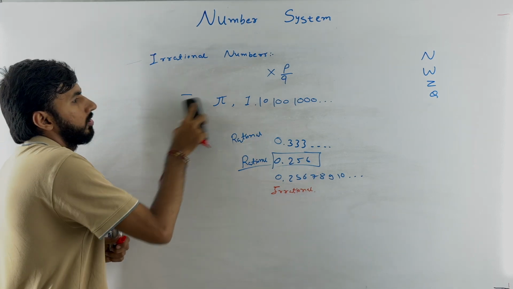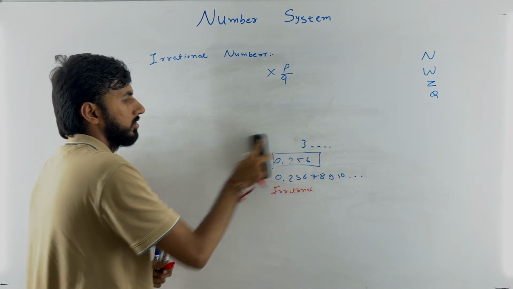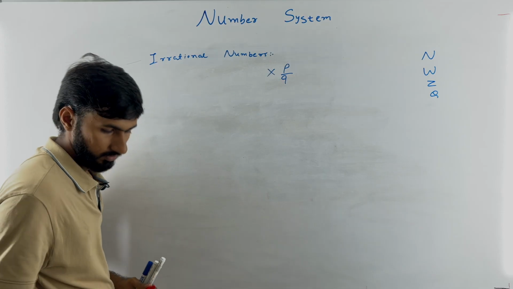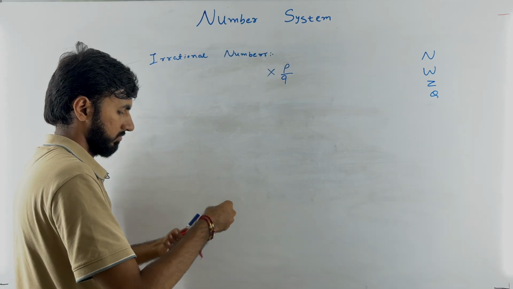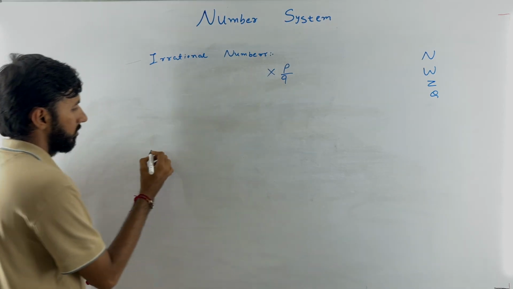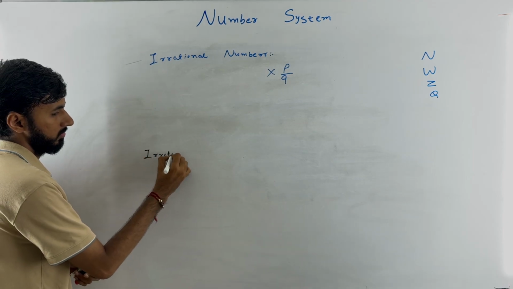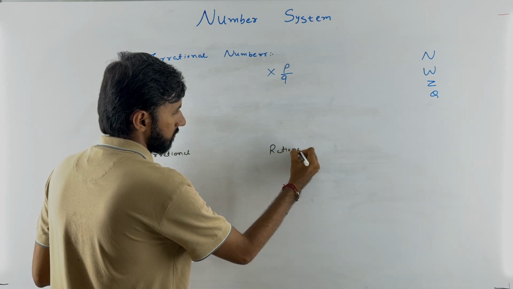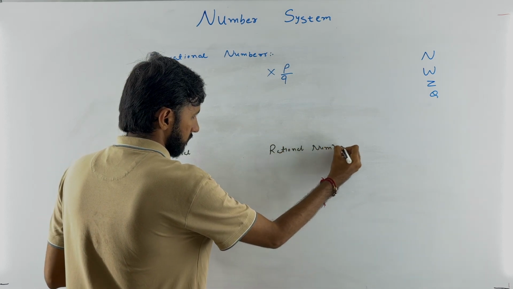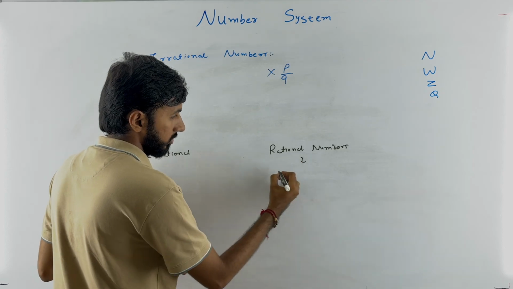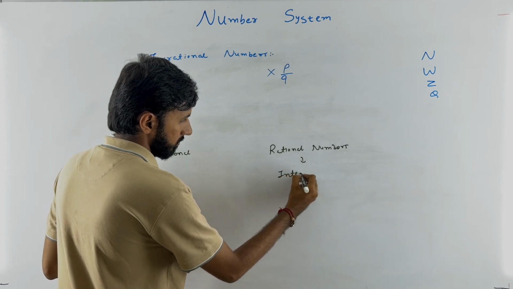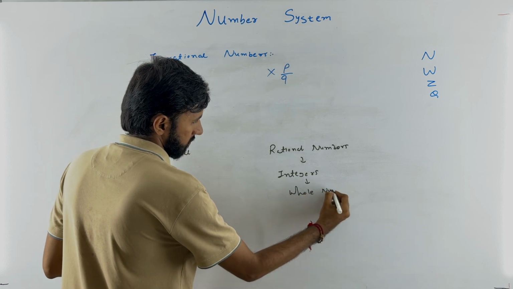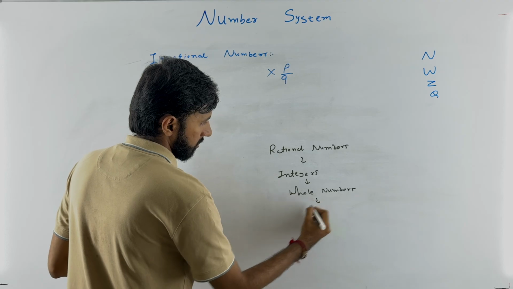Now we will see the big brother of all these numbers. We have learned irrational ones, also rational ones. In the rational numbers, we have learned integers, then whole numbers, then natural numbers.